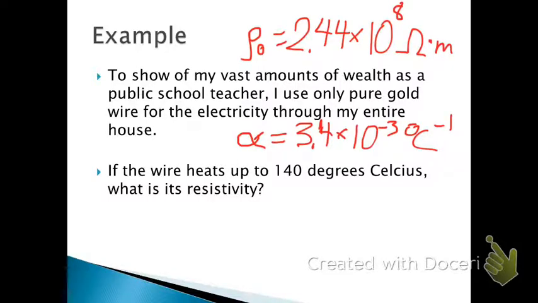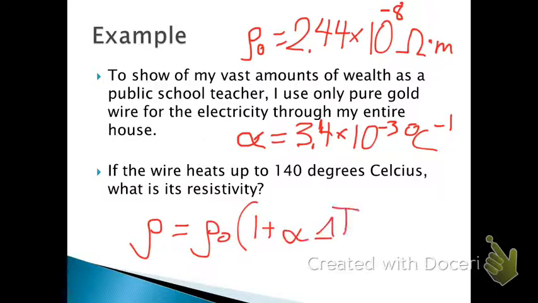And from the first chart, I will find the resistivity at 20 degrees of gold is 2.44 times 10 to the negative 8 ohm meters. And the temperature coefficient of gold is 3.4 times 10 to the negative third, inverse degrees Celsius. So to find the new resistivity, I would just use rho equals rho naught times 1 plus alpha times delta T. Since my new temperature is 140 degrees Celsius, delta T, that's the change from 20 degrees, that's just going to be 120 for delta T.